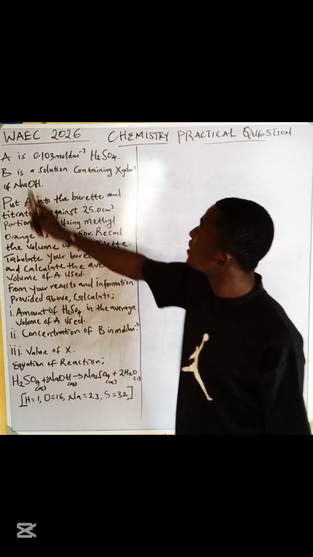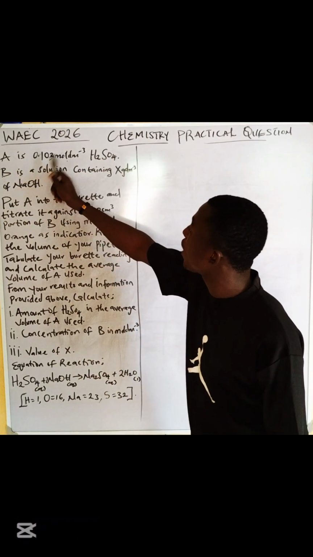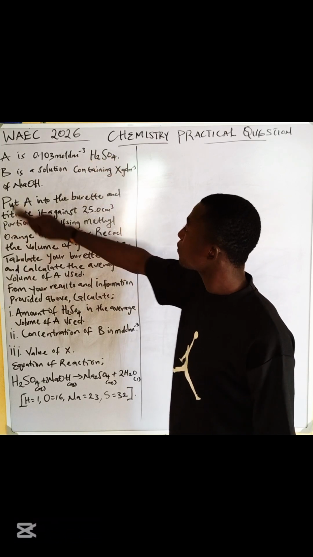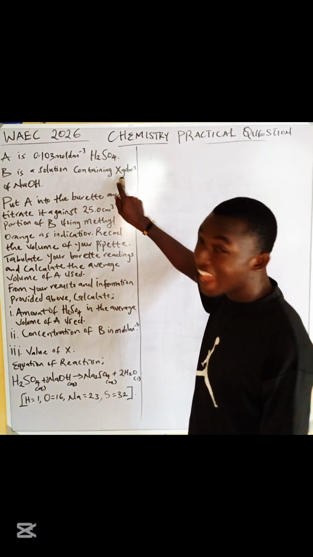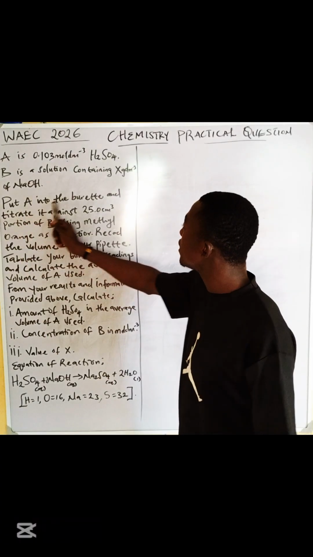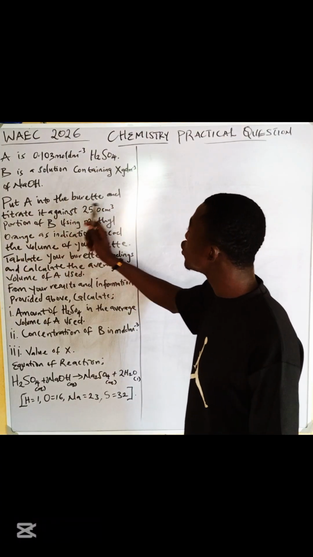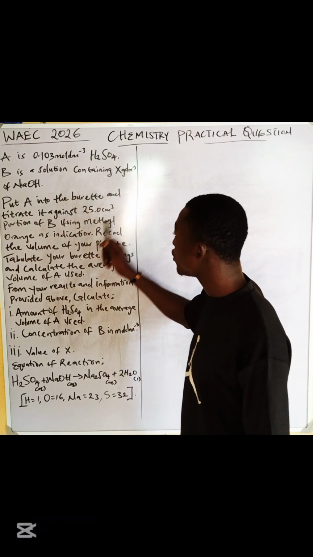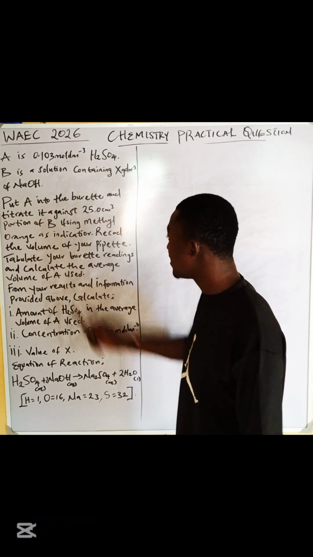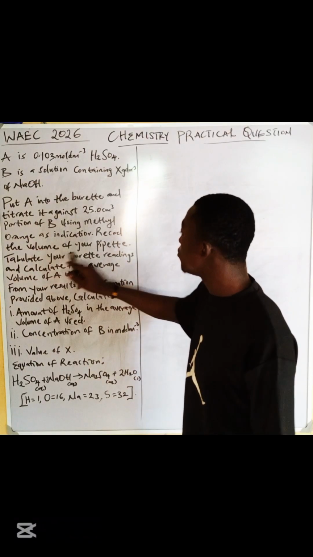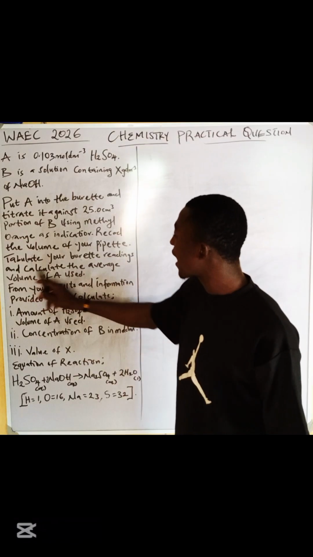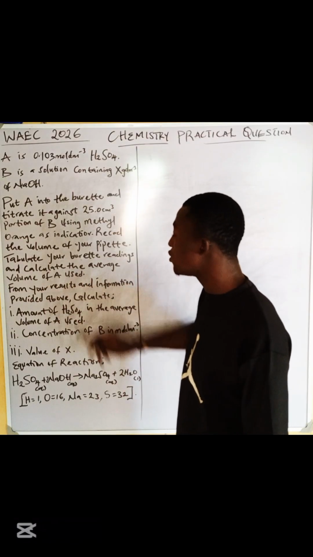The question says A is 0.103 mole per dm³ H2SO4. B is a solution containing X gram per dm³ of sodium hydroxide. Put A into the burette and titrate it against 25.0 cm³ portion of B using methyl orange as indicator. Record the volume of your pipette. Tabulate your burette readings, and calculate the average volume of A used.